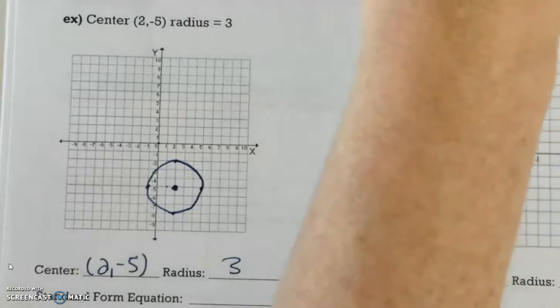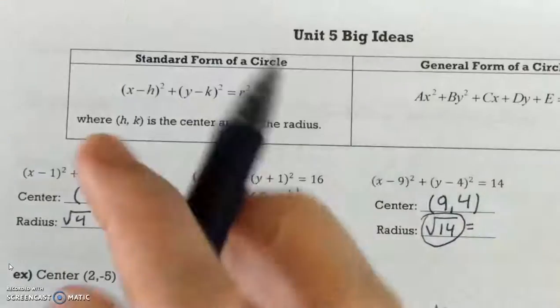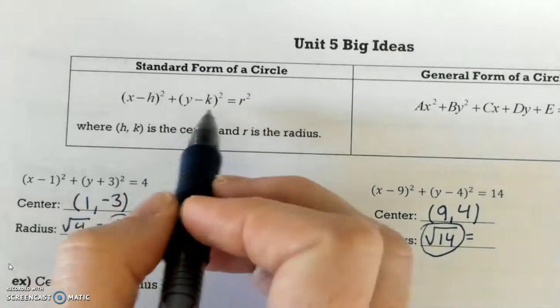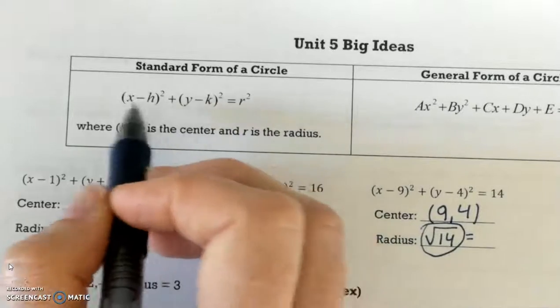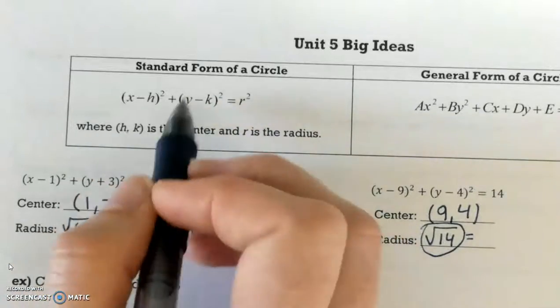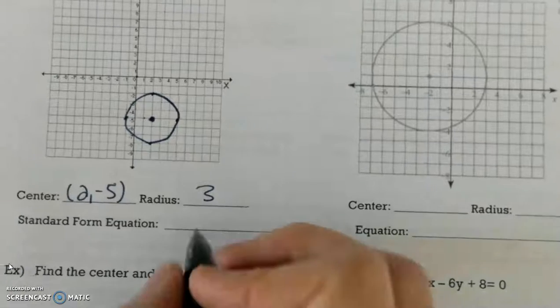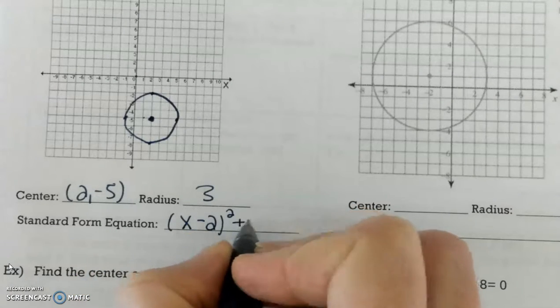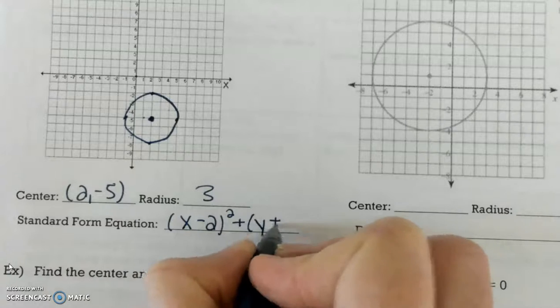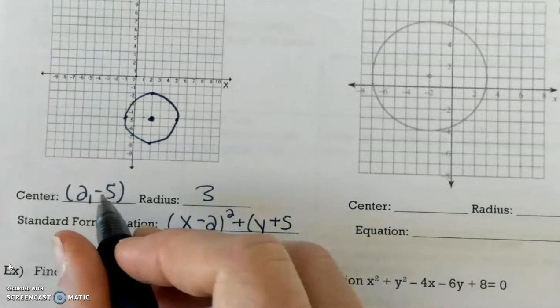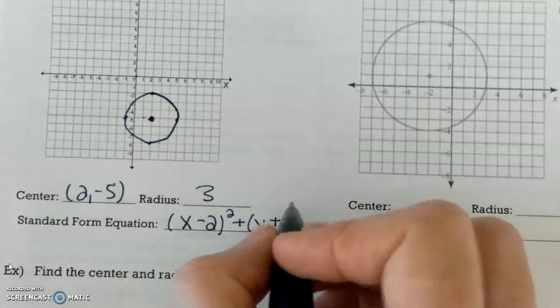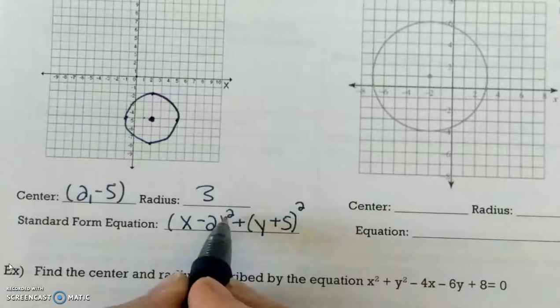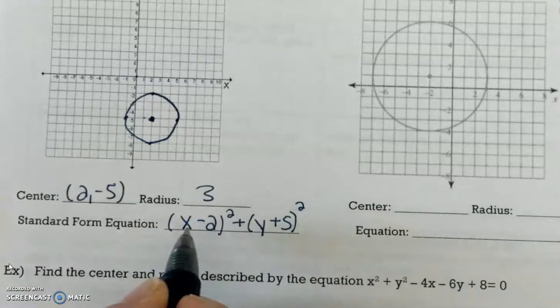Now I need to write the standard form equation. So remember, if you go back up here, we're just going to plug the center in for h and k, right? So essentially, we need to change the signs to fit it into the standard form. Looking at this, it's a positive 2. So to write it in standard form, I'm going to write (x minus 2) squared plus (y plus 5). The plus comes from the fact that this is a negative, so we're changing the signs to put it in. Don't forget your squares after these two binomials.